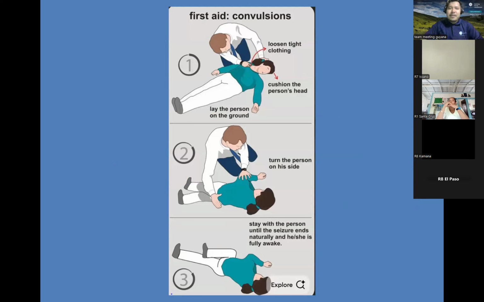We also have an image for convulsions or seizures. The same approach applies, using the ABCD again, always with airway, breathing, circulation. Loosen any tight clothing. If the patient is on the floor, you put something to protect their head, and then you turn them into the recovery position. Stay with the patient until the seizure ends, until they're fully awake, and then you can start your other treatment.